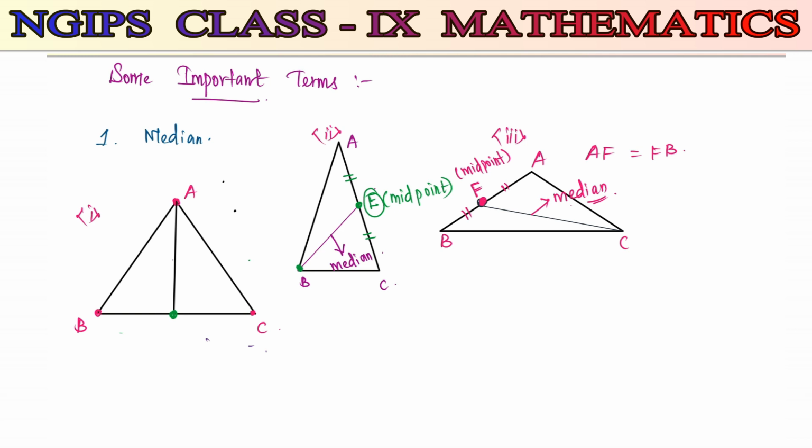Now listen carefully. A triangle has three medians, and all three medians intersect each other at one point only. So this is that point. This point of intersection of the medians, we used to call the centroid. The centroid we are going to represent by the letter G.